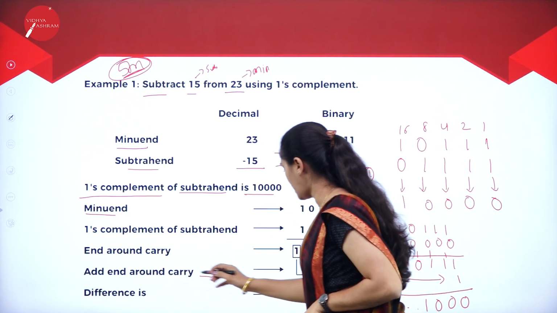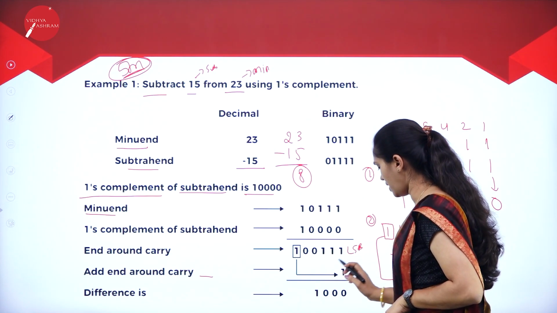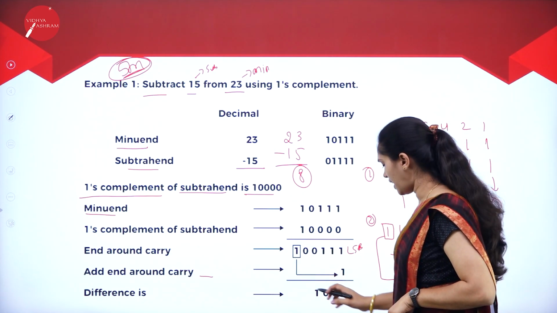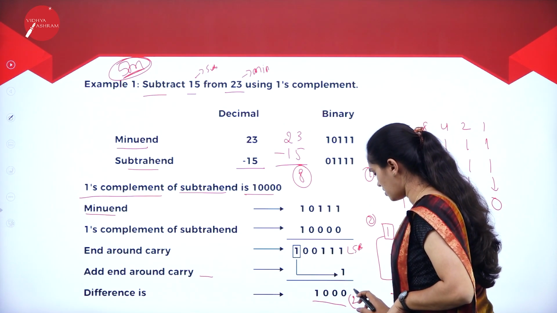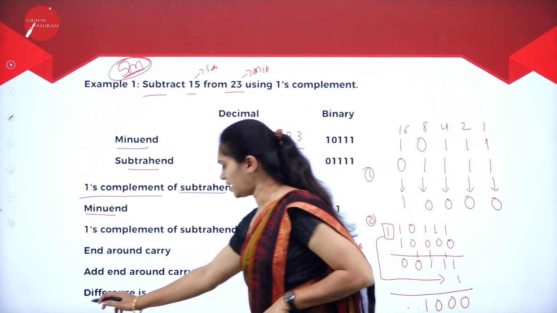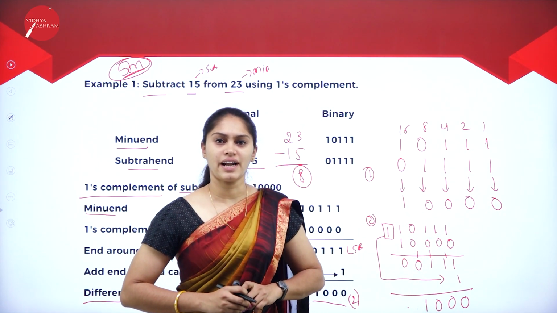Here, at the end, I have added the end around carry to the LSB. Here this will be the LSB, and I am going to add this end around carry to it. Then we are going to get 1000, that is the base 2, so the difference is 1000. Okay, this is regarding case 1.